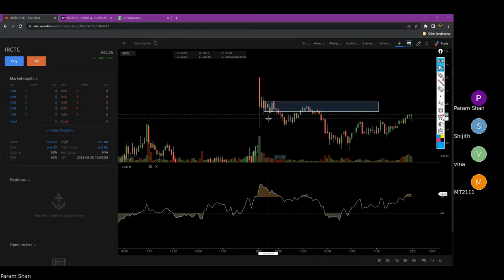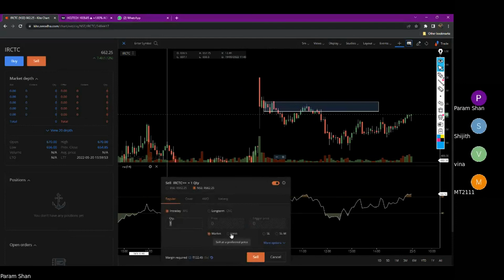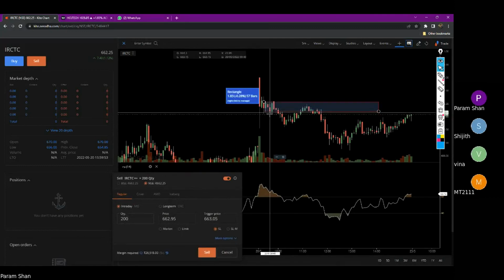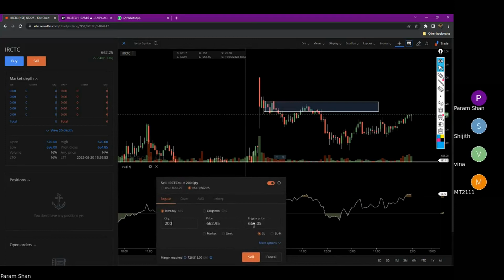I don't remember the exact point, but most probably I kept the stop loss limit to trigger at 663.05, 662.95. This was the entry. My capital here was only 26,515 rupees required. When the price touches this line, it will trigger. It's not necessary that you get the same price finally. Anything between 662.95 and 663.05, you will get.